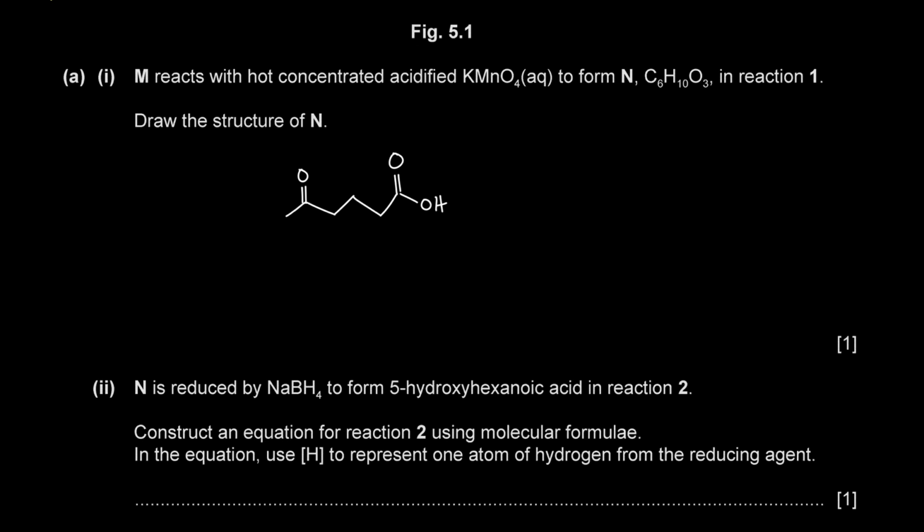N is reduced by NaBH4, sodium borohydride, to form 5-hydroxyhexanoic acid in reaction 2. Construct an equation for reaction 2 using molecular formulae. In the equation, use H to represent one atom of hydrogen from the reducing agent.